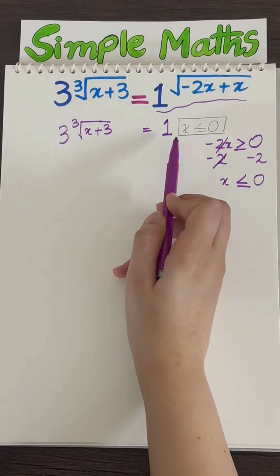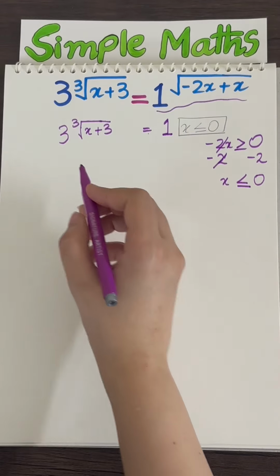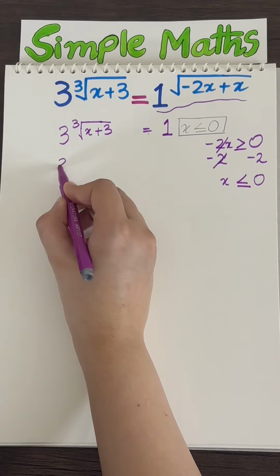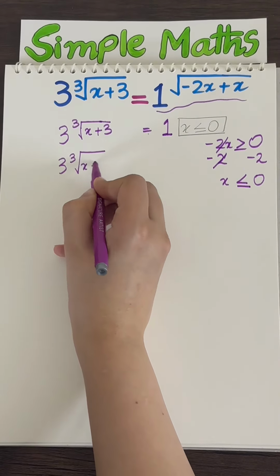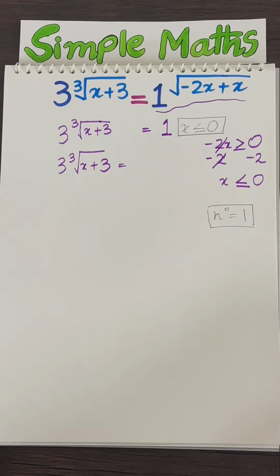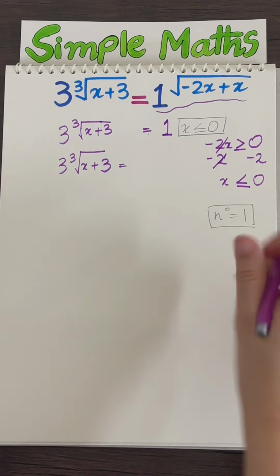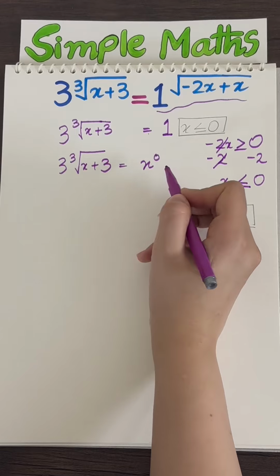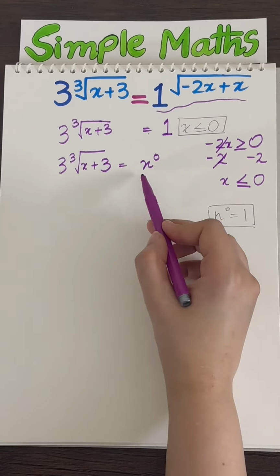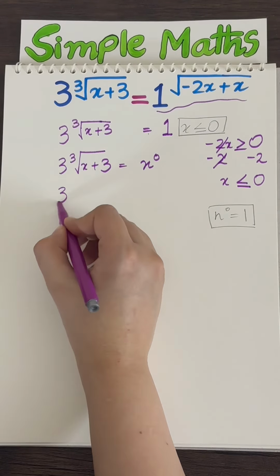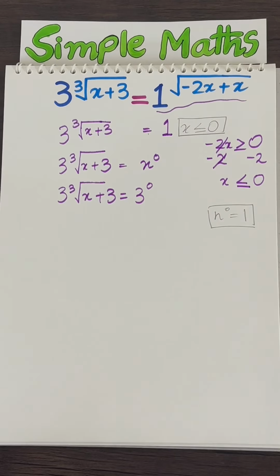Now for the next step, I think this is going to be easiest if we can give these the same base. Let's leave the left-hand side alone, and on the right-hand side we can use these notes. Anything to the power of 0 is 1, so we can rewrite this one as n to the power of 0. And now we can change this n into anything we want. Let's change it into 3. So now both sides of the equation have a base of 3.